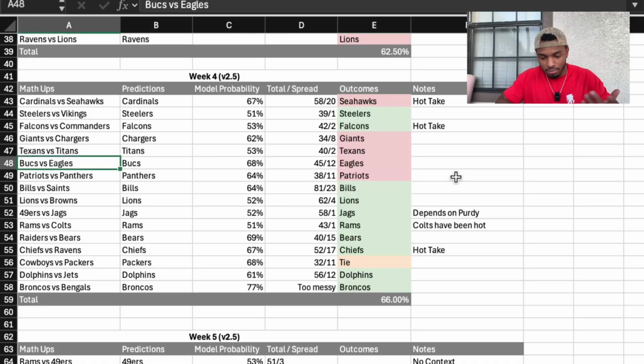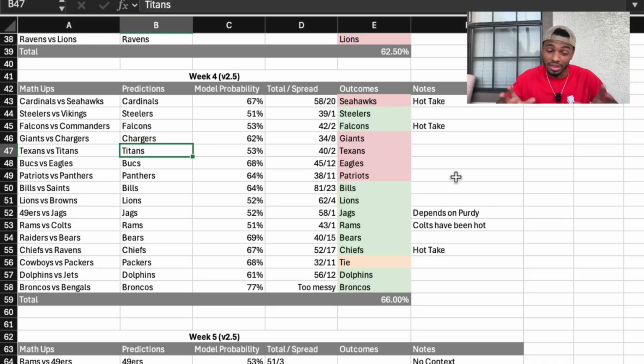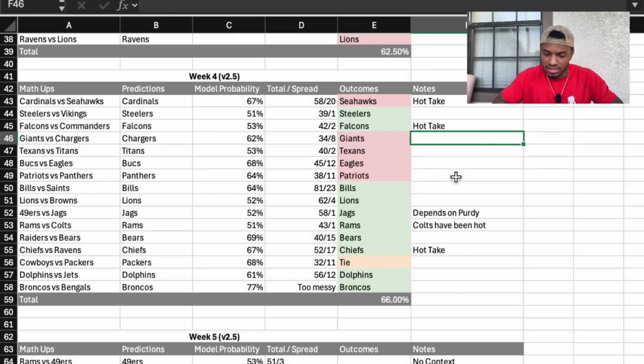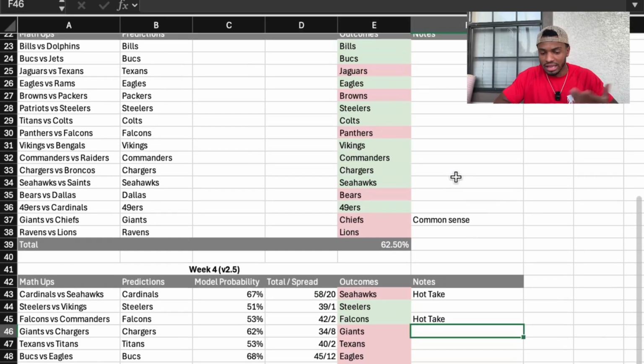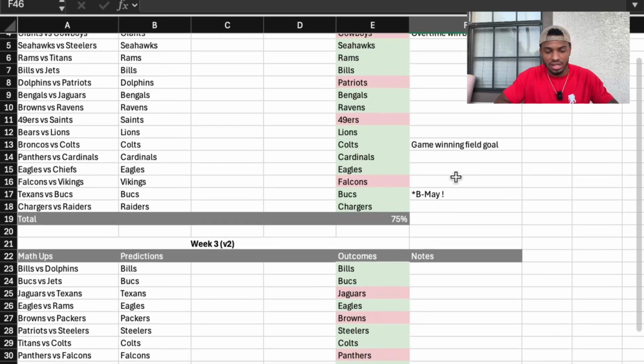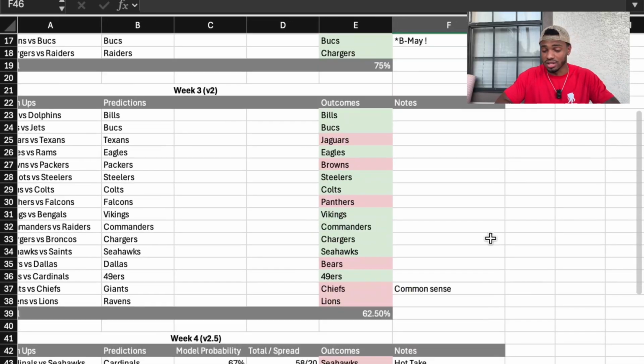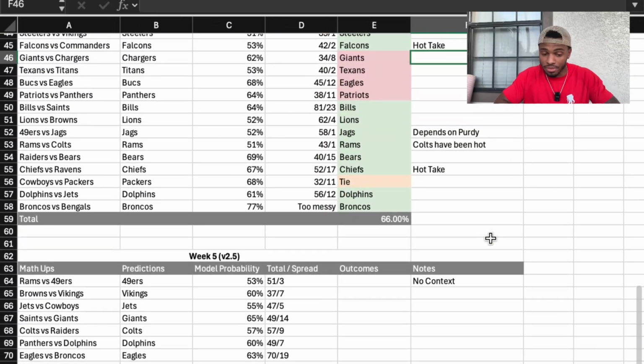The Eagles versus the Bucks. I thought the Bucks could have won that game. Obviously, it didn't happen. Texans versus the Titans. I don't know why the model thought the Titans would win that game, but I'm just keeping everything fair. And then the Giants versus Chargers was a little bit of an upset. So no harm, no foul, still 66%. If you're new here, last week we had 62.5%, and the week before that we had 75%, and week 1 we also had 75%. So we're trying to keep our numbers up there.